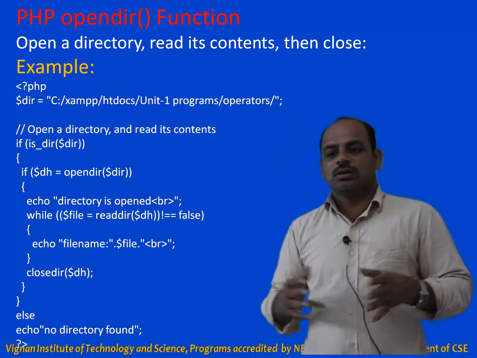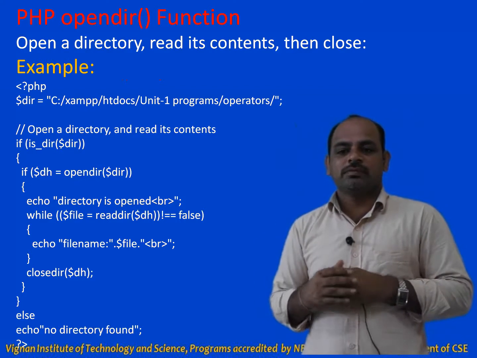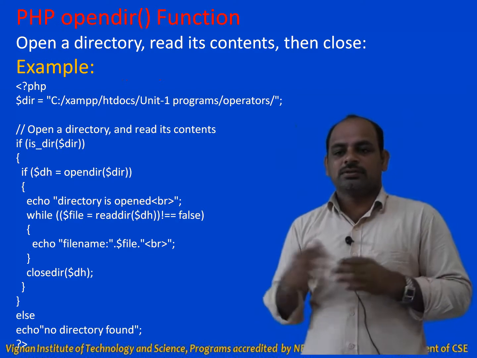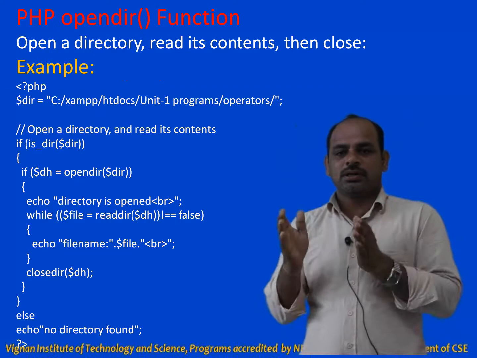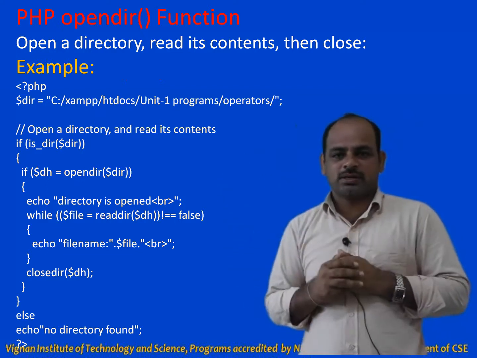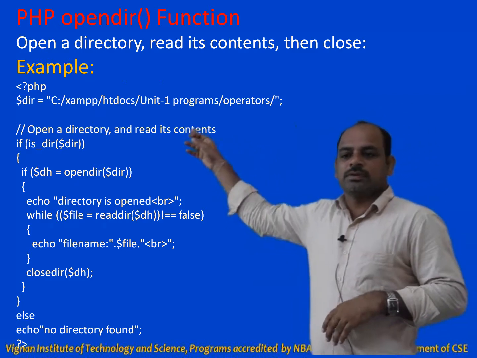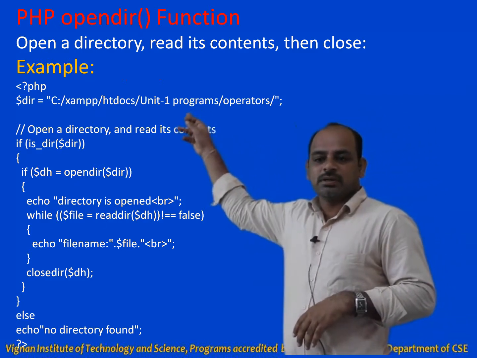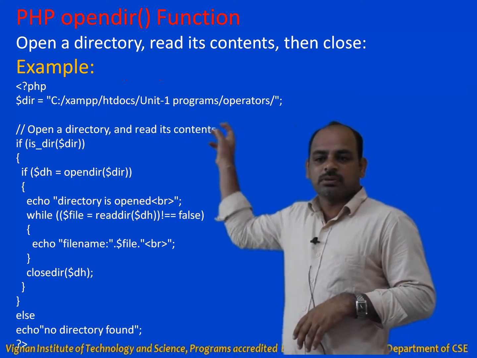Now another example is how to read the content from a directory. This example shows what the contents of a directory are and how to read them. In order to do this, first we have specified the path: dir, C colon, exam, history, docs, unit 1, programs and operators.